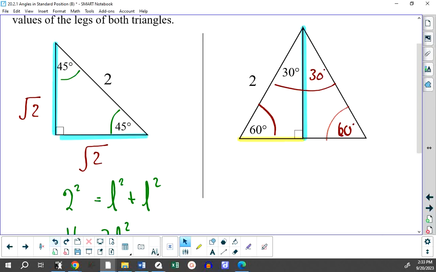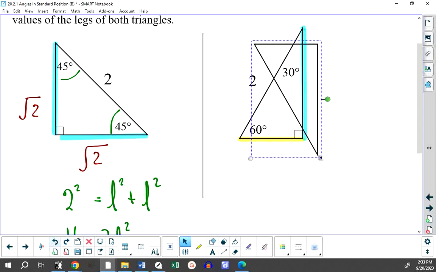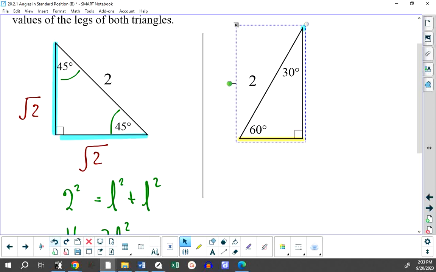I want to go back to where we were. Anytime you have a triangle with a 30-degree angle in it, the shortest side will always be 1/2 of the hypotenuse. Always.